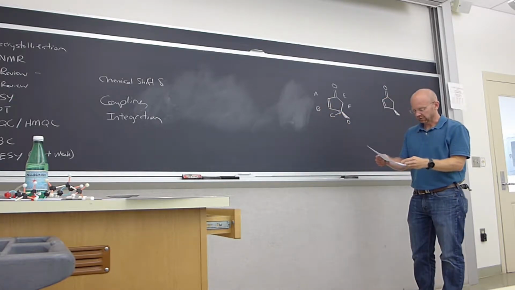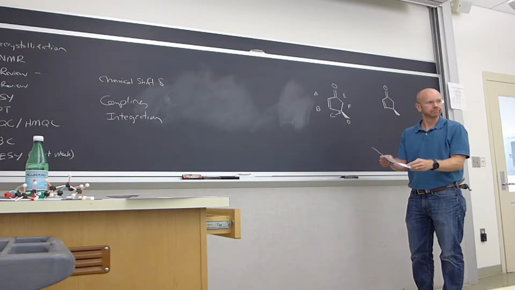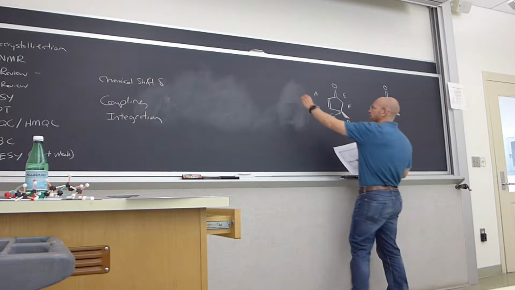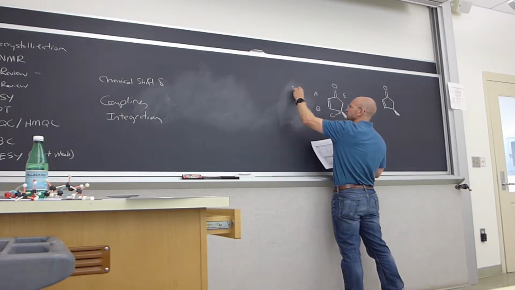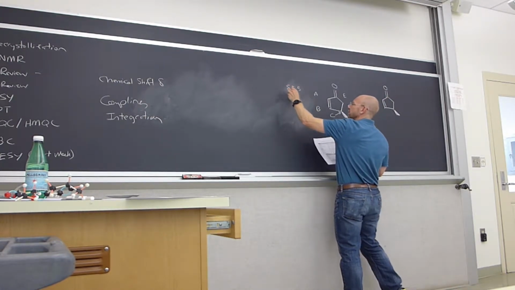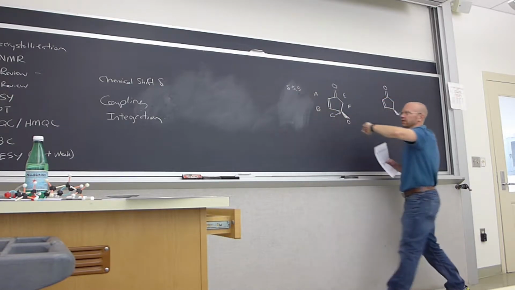We look at our tables. What's the best estimate? Like 5.5. Yeah, 5.5 in that region. That would be reasonable. That's kind of an internal alkene. Delta of 5.5. How about the coupling?